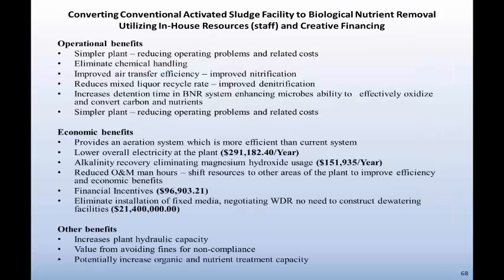The operational benefits gained from this: simpler plant, reducing operating problems and related costs. We eliminated chemical handling. We improved air transfer efficiency, improving our nitrification. We reduced mixed liquor recycle rates and improved denitrification. And that was done by installing an automated logarithmic system to control our SRT. We were able to reduce our SRT from approximately 15 days to 4.5 days and still meet our nitrogen limitations.